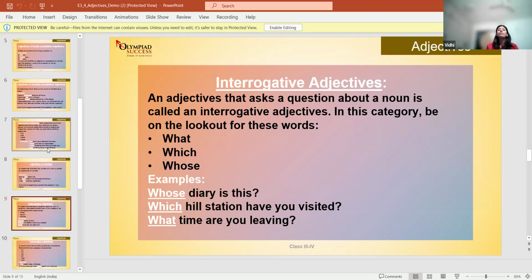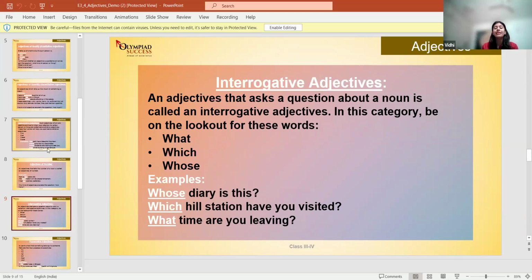Now there is something called interrogative adjectives. What do you understand by the word interrogative? It's a question. Yes, it is a question. Very good, Vedant. So an adjective that asks a question about a noun is called an interrogative adjective. In this category, be on the lookout for these words: which, what, and whose. These are the three words that present interrogative adjectives.